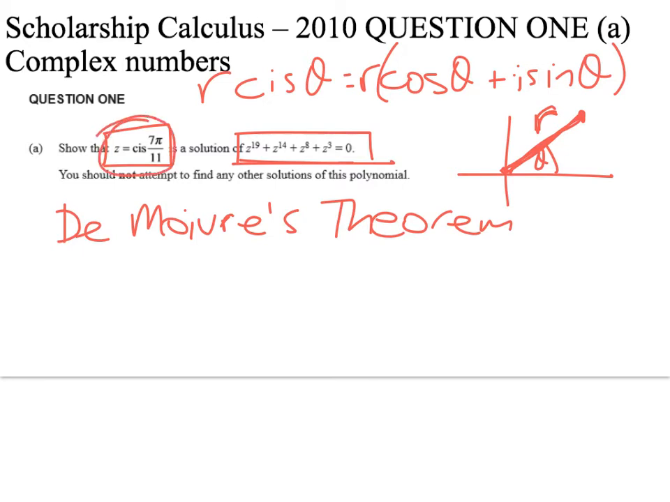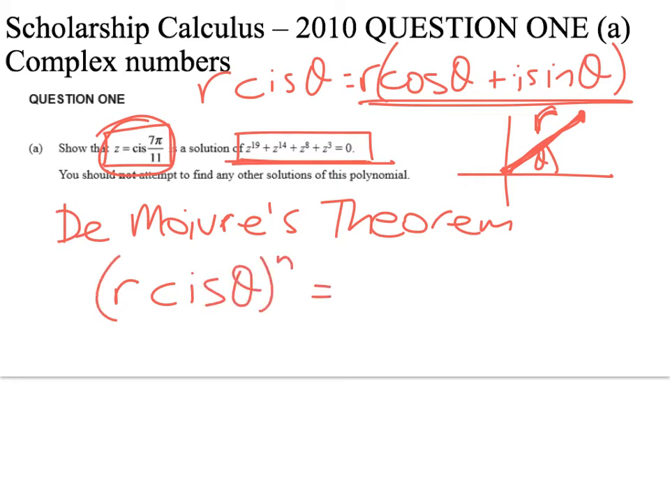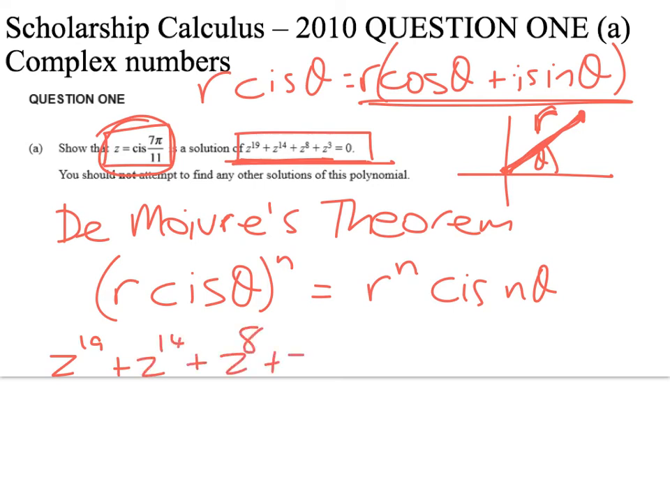We're going to substitute this into here, and we're going to apply his theorem, which I haven't put down here yet, which is that if we have this complex number to the power of n, it simplifies to give us this. Right, so we'll just start by substituting into the left-hand side and seeing where we get to. So z to the 19 plus z to the 14. I'm not going to talk much, I'm just going to write.